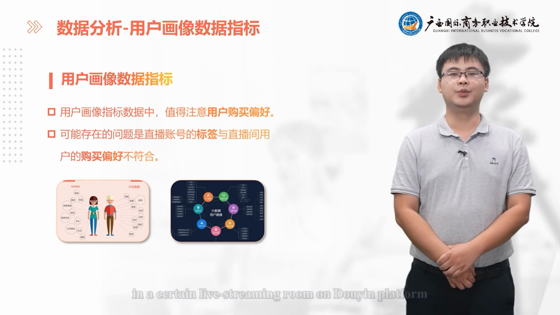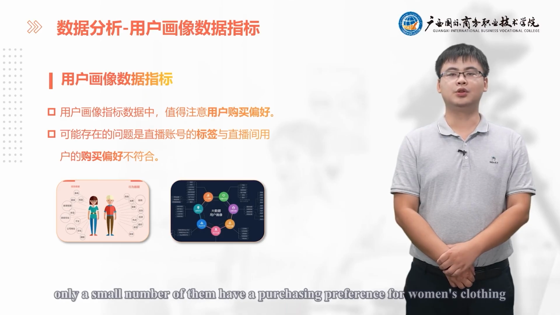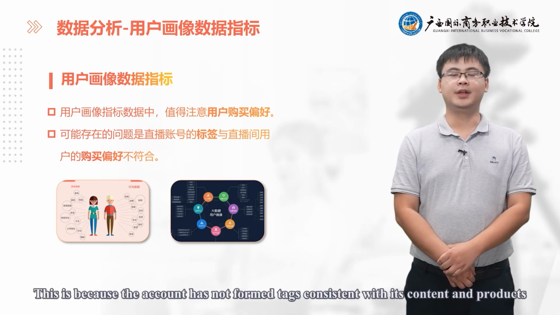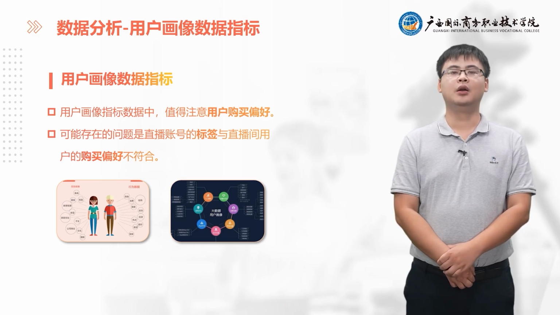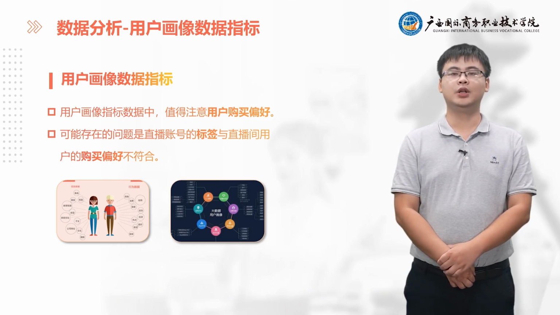For instance, in a certain live streaming room on Douyin platform, women's clothing is sold. However, among the users who enter the live streaming room, only a small number of them have a purchasing preference for women's clothing. This is because the account has not formed tags consistent with its content and products. The live streaming platform has exposed the live room to viewers who are not interested in such content, resulting in the waste of most of the traffic.